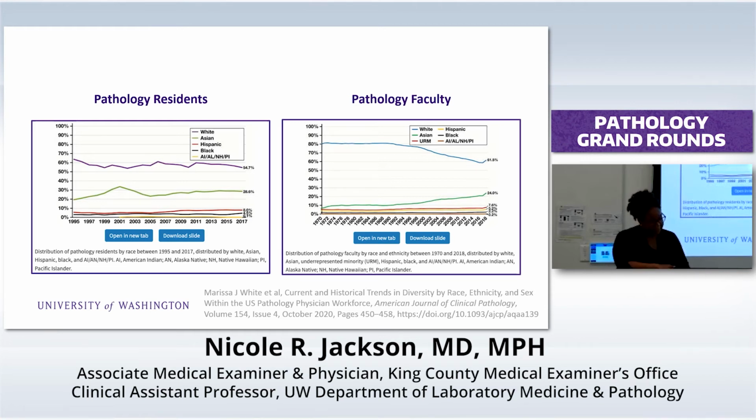Since 1995, on the left, for the residents they studied from 1995 on, you can see the bottom 3 lines are Hispanic, Black, and then Indigenous populations. And there's really no statistically significant difference for any of those populations. The same holds true for faculty, and the faculty data go all the way back to 1970. Not one significant change has been made since 1970, and we're in 2022.